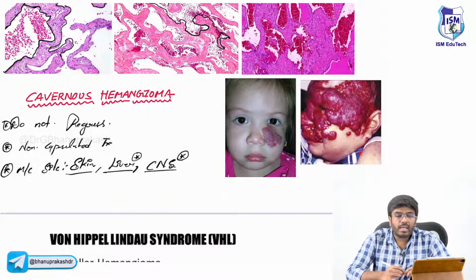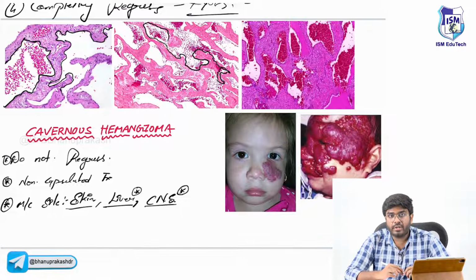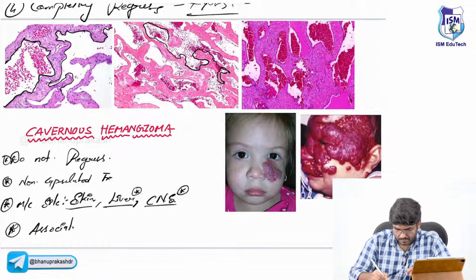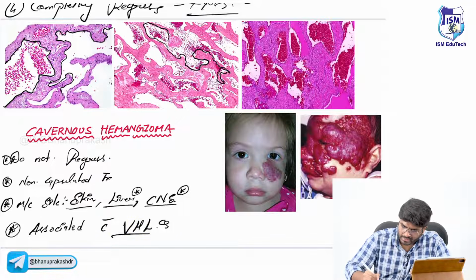These are the MCQs. Now, one important point about the cavernous hemangiomas is, guys, can you tell me? Of course, you know it, they do not regress. They are associated with which condition? They are associated with von Hippel-Lindau syndrome, again MCQ. CNS involvement, liver involvement, von Hippel-Lindau syndrome, they do not regress.